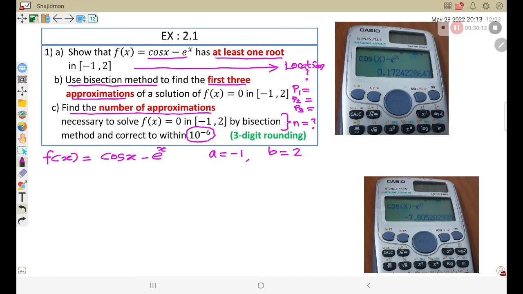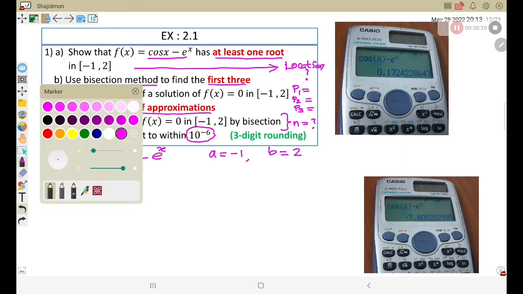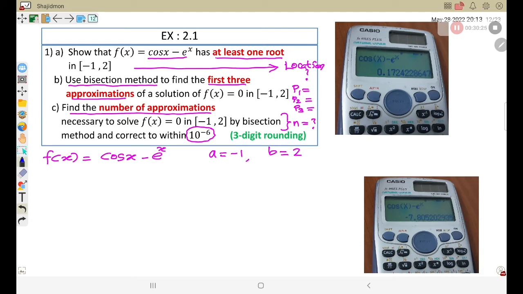Okay, correct to within 10 power minus 6 means that is the error number, 10 power minus 6. So we need to calculate n equal to how much. So these are the 3 questions. We are going to do the first part of the question, the location correct or not. Minus 1 to 2, correct or not. We already did one question just before, how to check the location, correct?